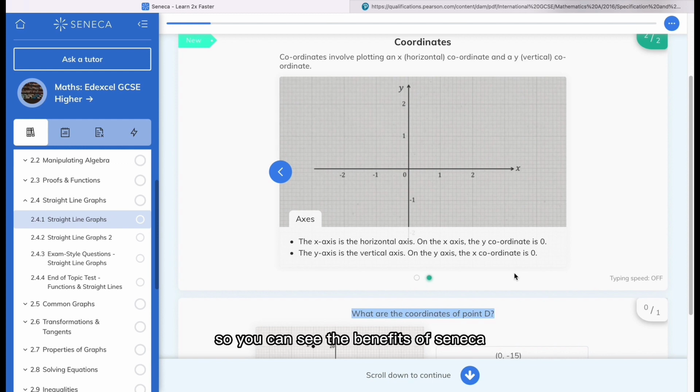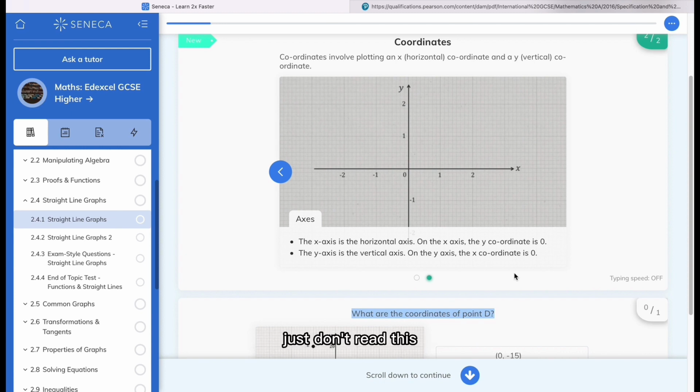So you can see the benefits of Seneca. Use this, learn it properly. If you want to make notes, you can. Some people like to write it down. Sometimes I like to learn just by reading it out loud and listening to myself as I speak. Or you can read it in your mind and try to work it out. Everyone learns differently, but it has to be active, not passive.